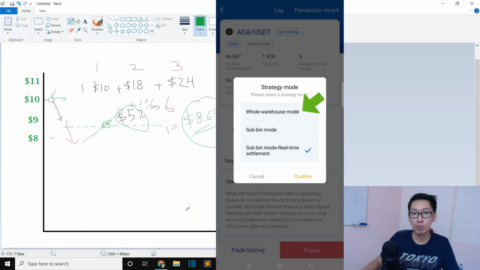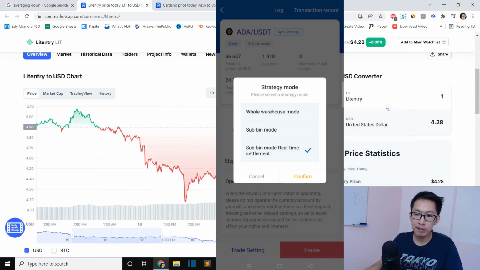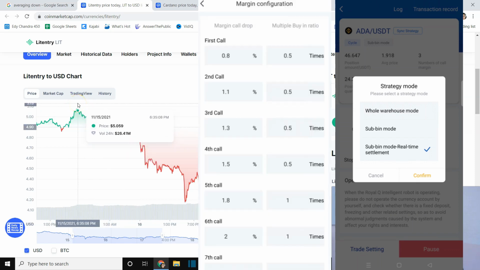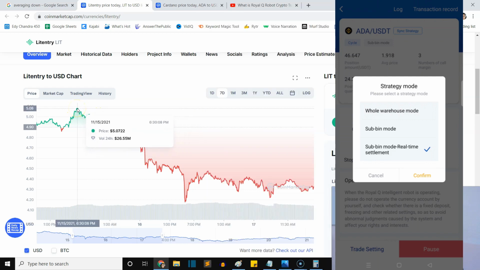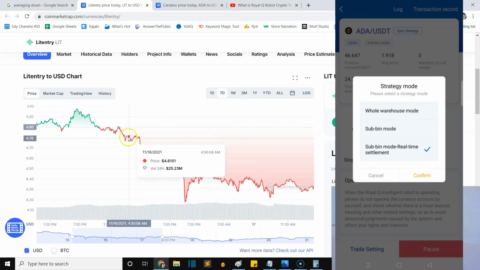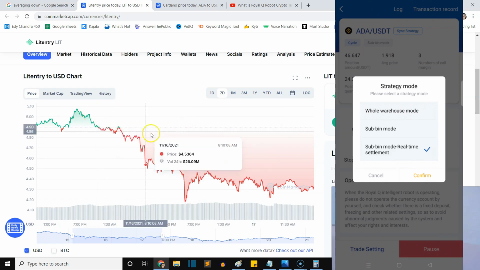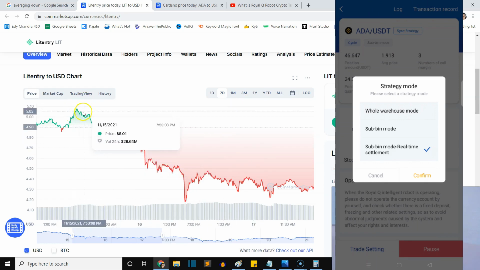That's what whole warehouse mode means. Just now, if you compare it with the sub-bin mode real-time settlement, it is different, guys, in that we don't actually buy more when it goes down. As you can see, the setting just now is 0.5, 0.5, one time, right? It's because we actually hold the first buy, the second buy, and the third buy. We don't take the average. We are making the profit down here, and then we make money once the market rebounds above the first buy.